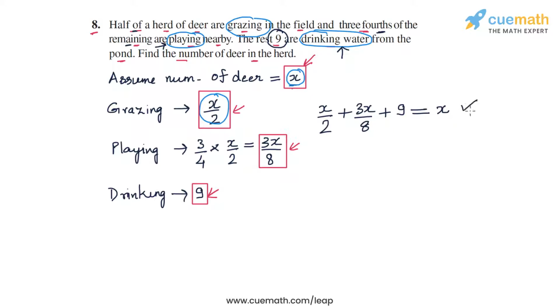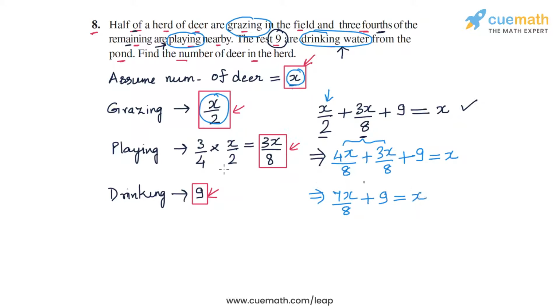So we have obtained an equation in the unknown x, and now we can solve it and find the value of x. So x by 2 plus 3x by 8, let's first combine these terms. I can write x by 2 as 4x by 8, and then I have 3x by 8, and then 9 equal to x. So 4x by 8 plus 3x by 8 is equal to 7x by 8. So I get 7x by 8 plus 9 is equal to x.